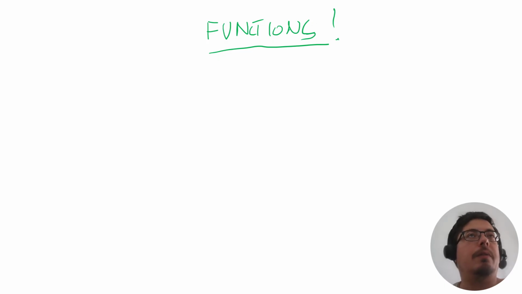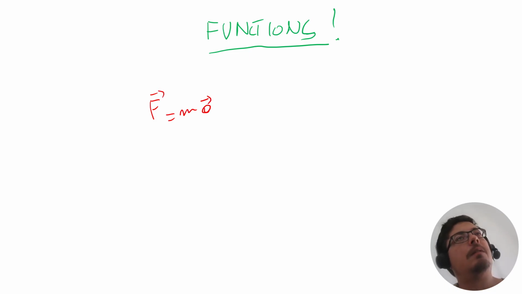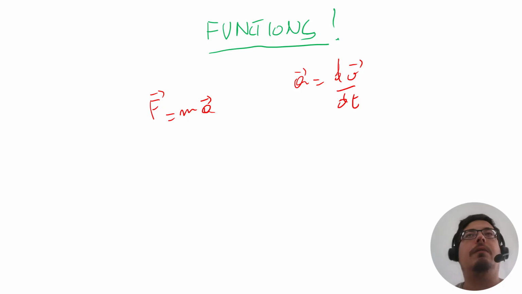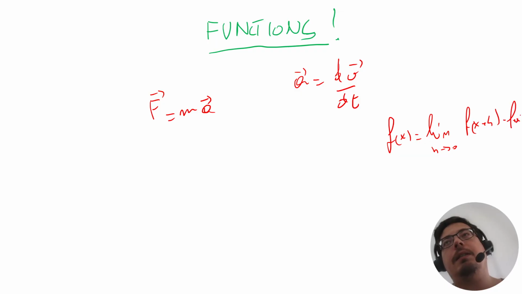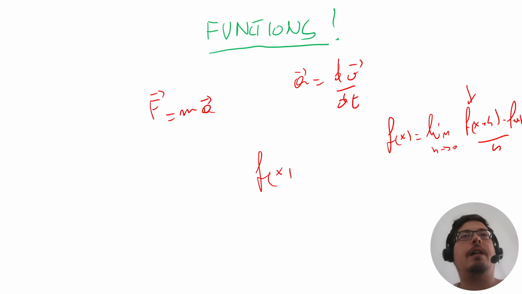When we talked about, for example, F equals m times a, the force is a derivative, a vector, but it's also a derivative of the velocity. And we know that the derivative is a function, which is the limit for h that goes to 0 of f(x+h) minus f(x) over h. And as you can see, by writing this, I'm using the notion f of x, function of x.